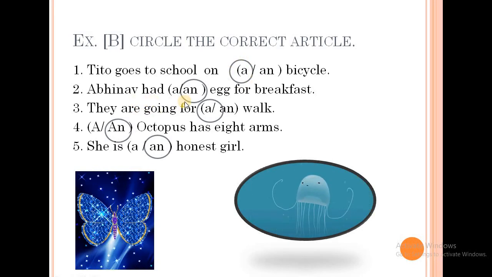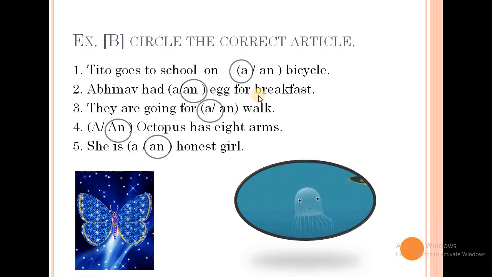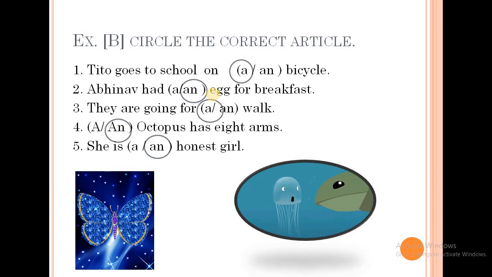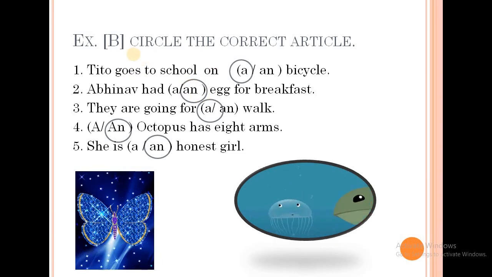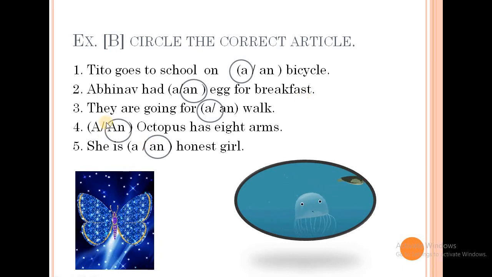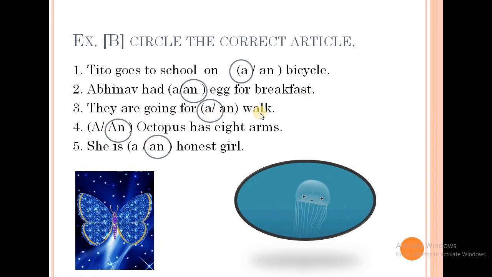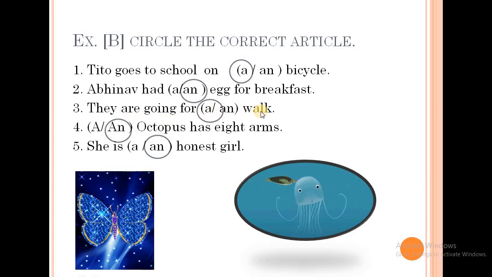Abhinav had a or an egg for breakfast. So here E is there. E, that is a vowel, and before this vowel we will write article an. So here put a circle around an. Abhinav had an egg for breakfast. They are going for a walk. So circle around a. They are going for a walk.